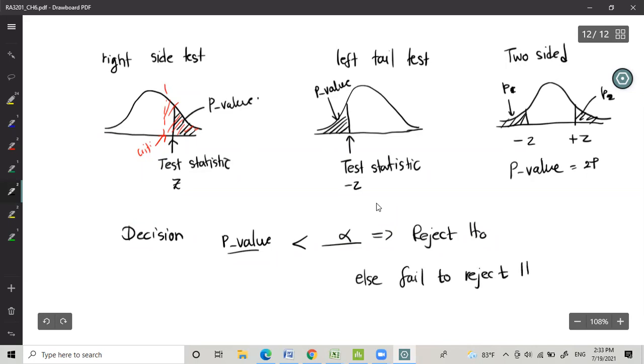The rest is the same. When you write the conclusion, depending on rejecting or failing to reject H naught, you simply write the conclusion as you did in the previous examples. Now, if you use software, the computer output will give you both the test statistic and the p-value. So it is very easy. You can simply get the p-value and compare it with whatever alpha value you want, and then either reject H naught or fail to reject H naught.